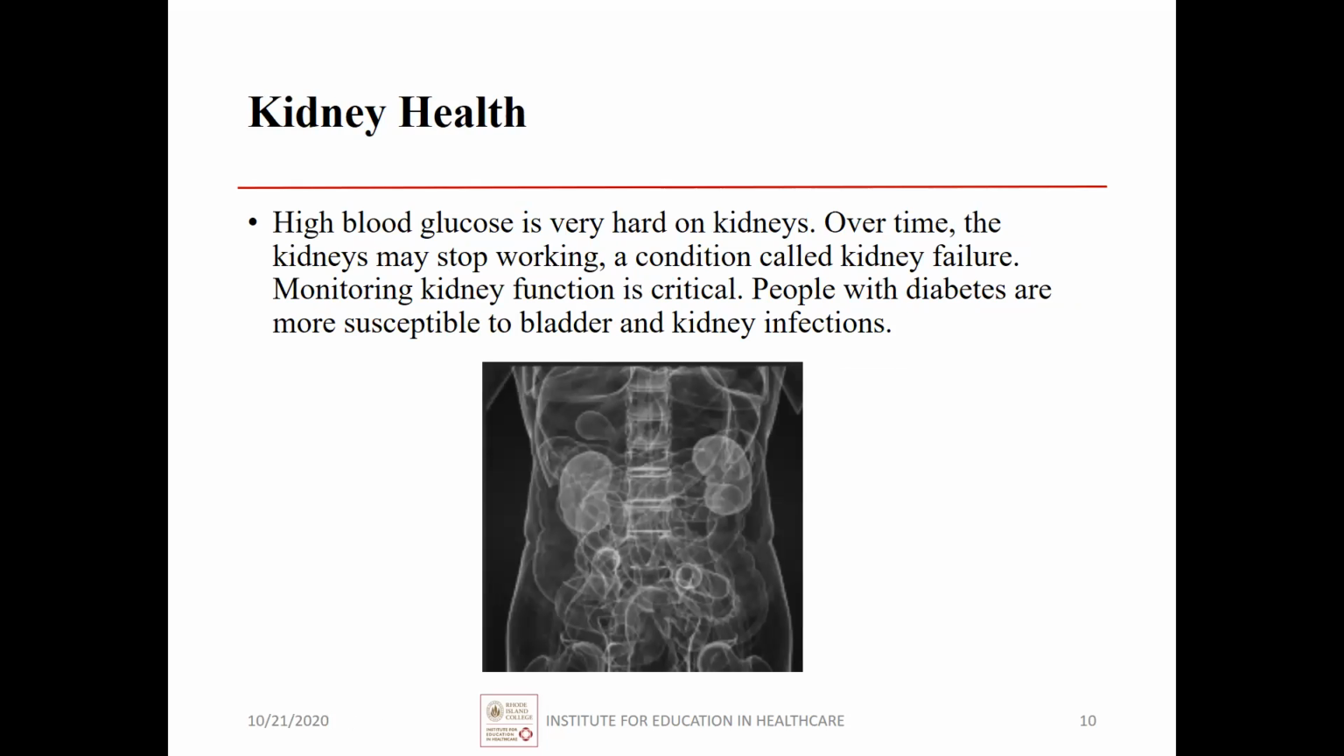The kidneys can also be affected by diabetes. High blood glucose over time is very hard on the kidneys. And again, over time, they may stop working well or stop working entirely, a condition called kidney failure. Monitoring kidney function is critical. So the doctor will typically do both urine and blood tests to see how the kidneys are functioning. People with diabetes are also more susceptible to bladder and kidney infections. Controlling blood glucose can help prevent or delay the onset of kidney disease.